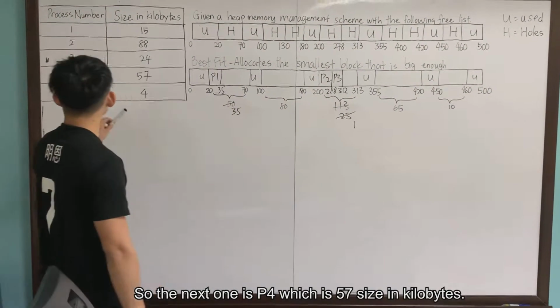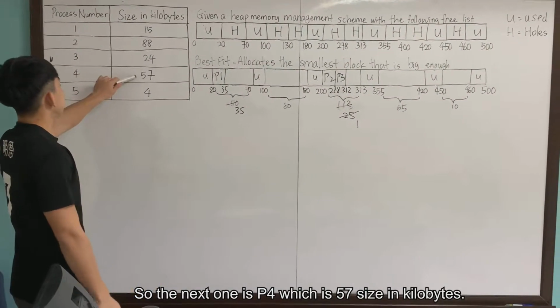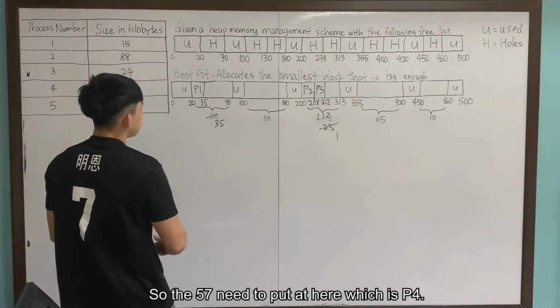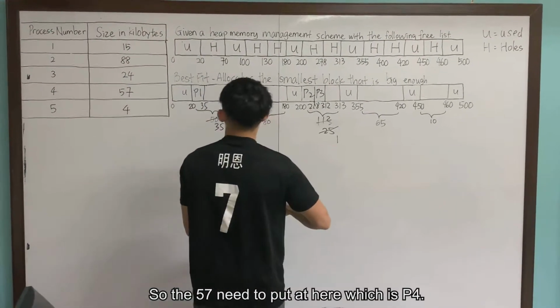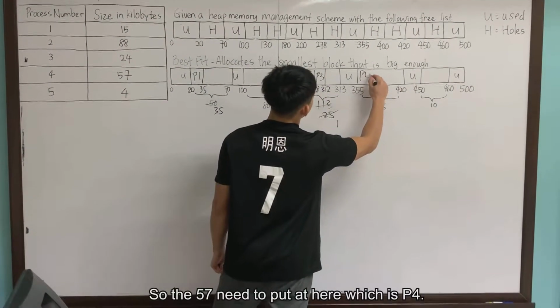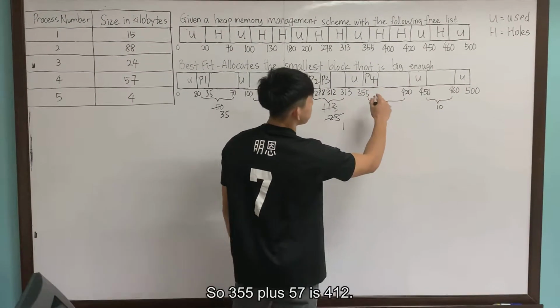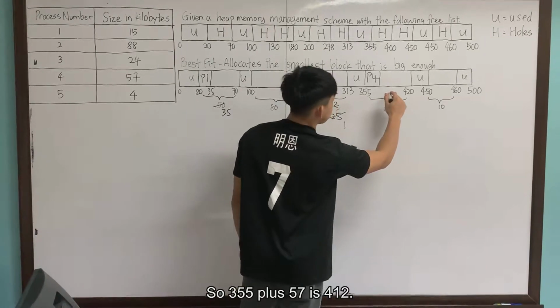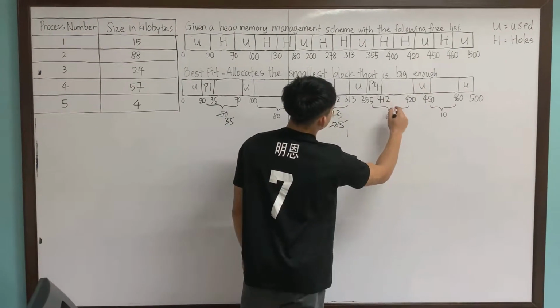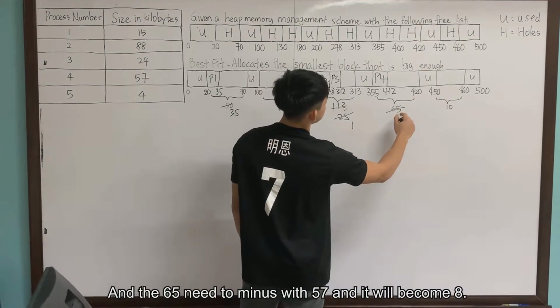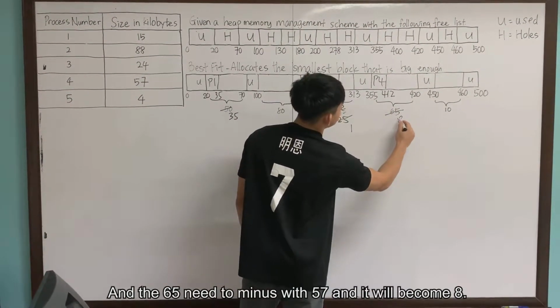The next one is P4, which is 57 in size in kilobytes. So the 57 we need to put here, which is P4. So 355 plus 57 is 412, and the 65 needs to minus 57, and it will become 8.